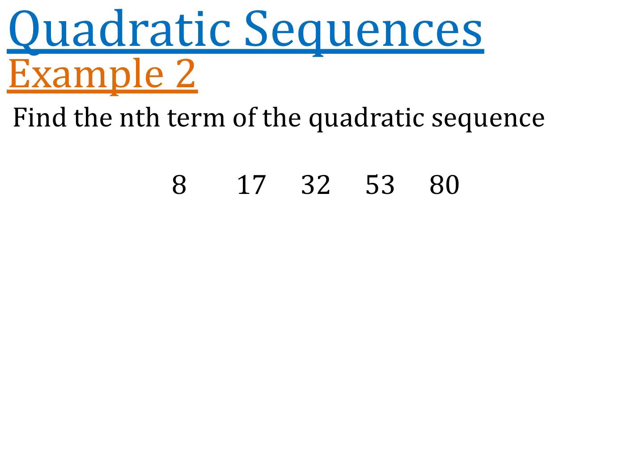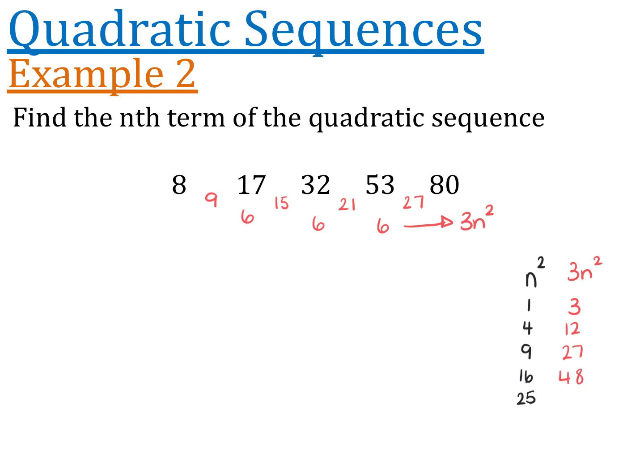All right, so we have to start out by finding our first differences: 9, 15, 21, 27. So let's go ahead and find our second differences: 6, 6, 6. Those second differences tell us we're going to compare this to 3n squared. But how do we find 3n squared? Firstly, I'm going to find my n squared numbers: 1, 4, 9, 16, 25. So 3n squared must be all those numbers times by 3: 3, 12, 27, 48, 75.